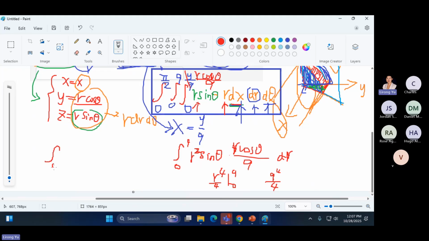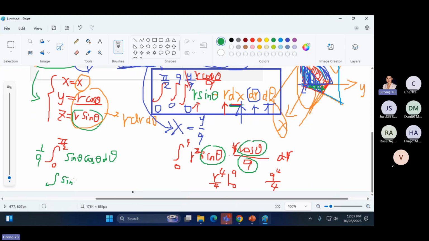Then the integration for theta is 0 to pi over 2. Make sure we have all the parts: I had r cubed integrated, so we did the integration of the rest. We bring the 1 over 9 to the outside. It will be sine theta cosine theta d theta. Okay, so this we can do with a substitution method.